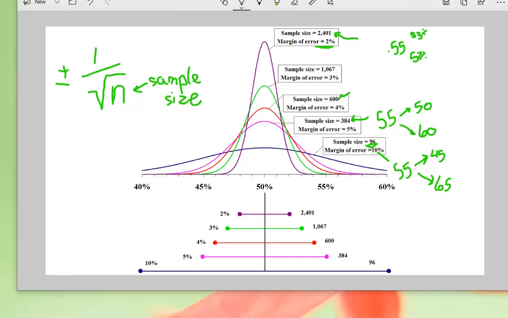So that's where these numbers kind of came from. I don't want to think that they came magically out of nowhere. But using this 1 over square root of n tells us that the more items in our sample that we're taking, the better our data and the more accurate our data is going to be.